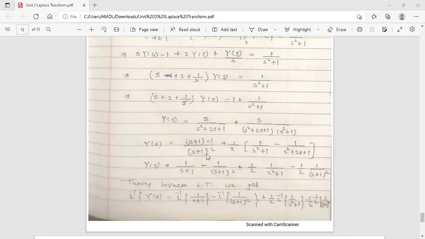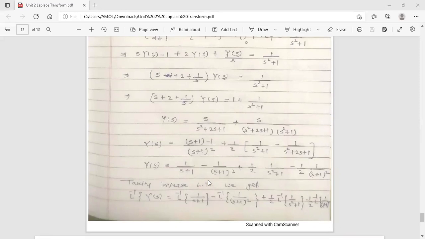So, separating the numerators here, s plus 1 upon s plus 1 whole square, we have the term 1 upon s plus 1 minus 1 upon s plus 1 whole square. Separate these two terms, plus 1 by 2 as it is, 1 by 2 into 1 upon s square plus 1 minus 1 by 2 into 1 upon s square plus 2s plus 1. S square plus 2s plus 1 is nothing but a perfect square, s plus 1 whole square. So right here, s plus 1 whole square. Okay. Now this is the value of y of s.